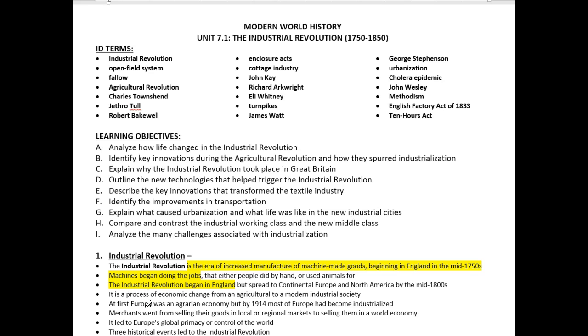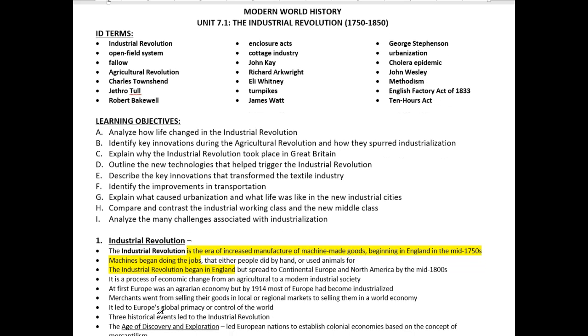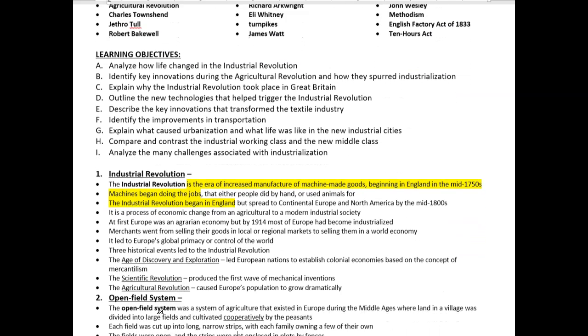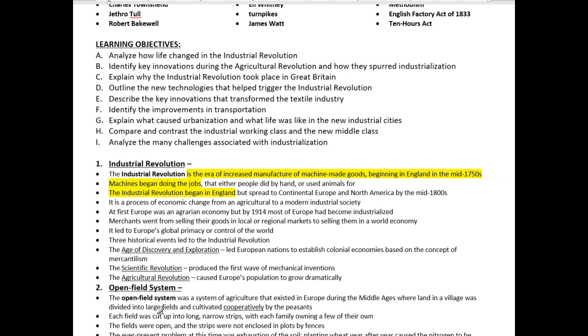All right. So at first, Europe was an agrarian economy, but by 1914, most of Europe had become industrialized. Merchants went from selling their goods in local or regional markets to selling them in a world economy. It led to Europe's global primacy or control of the world.